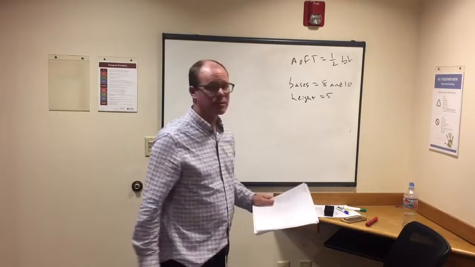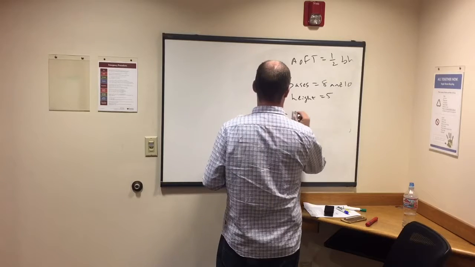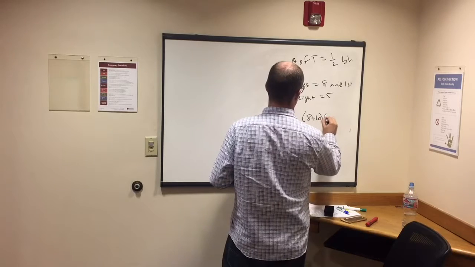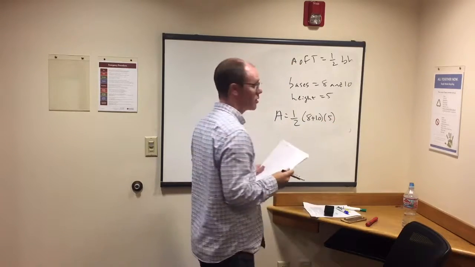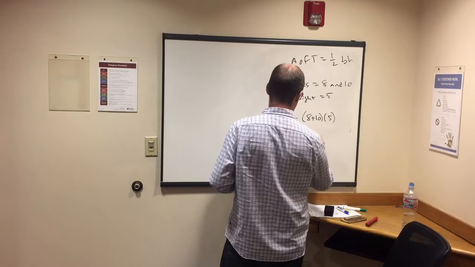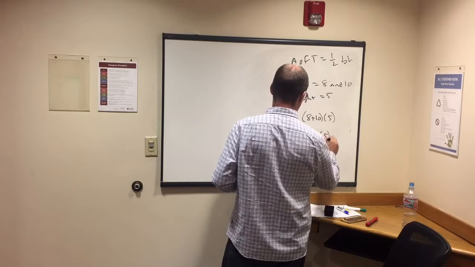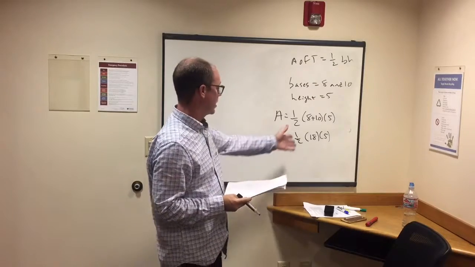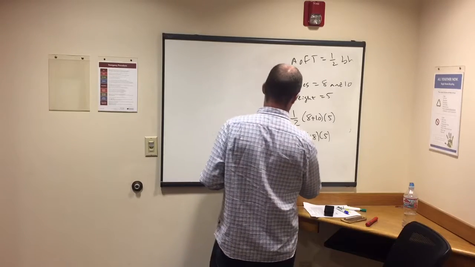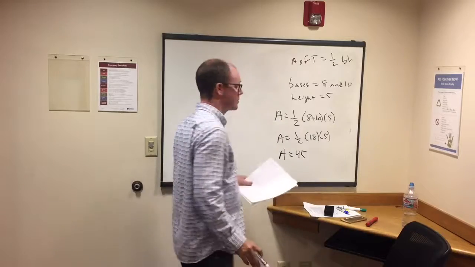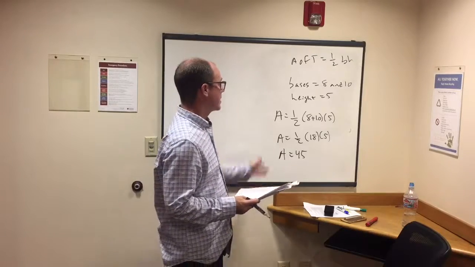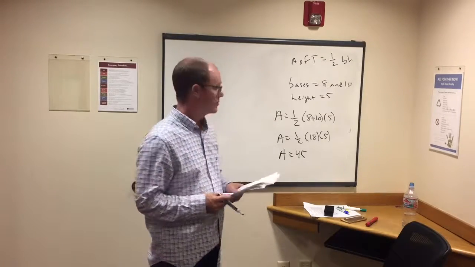So all you do is add the bases together. So area equals 1/2 times 8 plus 10 times 5, and then you go about solving it from here. 1/2, 8 plus 10 is 18, times 5. 18 times 5 is 90, and 1/2 of 90 is 45. So in this case, the area of the trapezoid is 45. The key point to remember is first that you need to know the area of the trapezoid is 1/2 base times height. If they give you more than one base, you just add them together. That's all you gotta know.